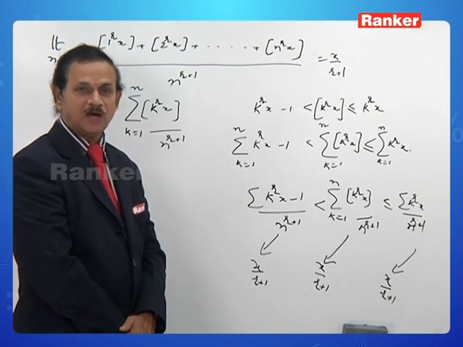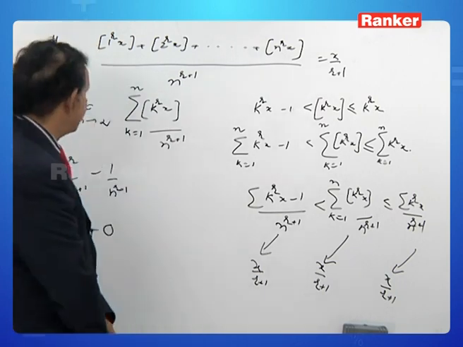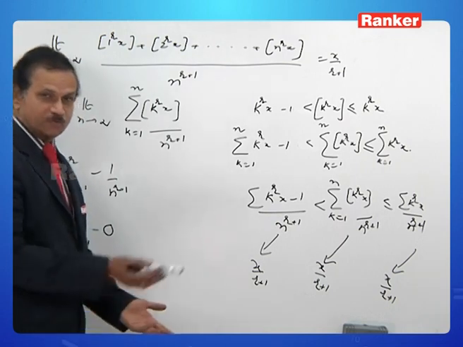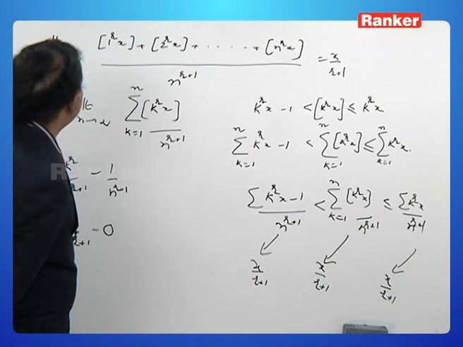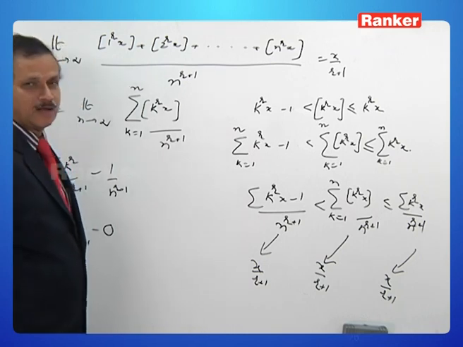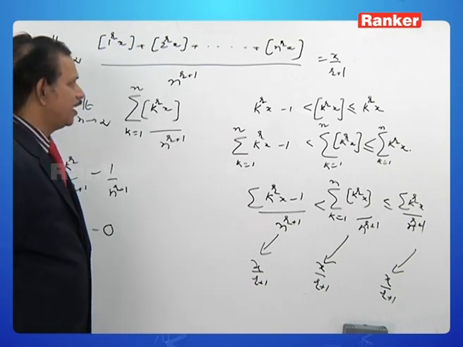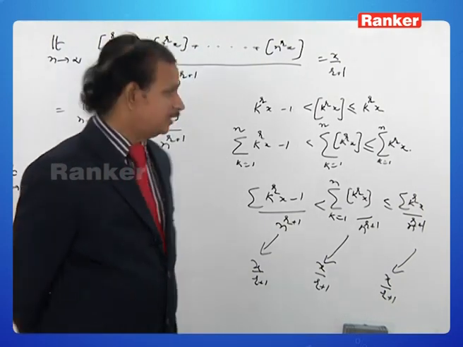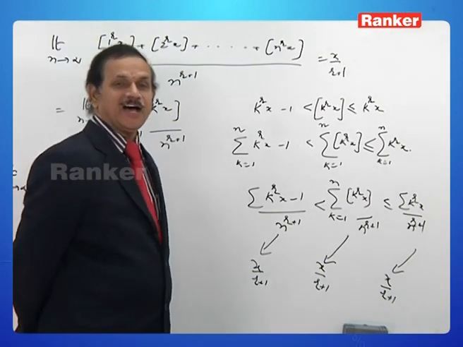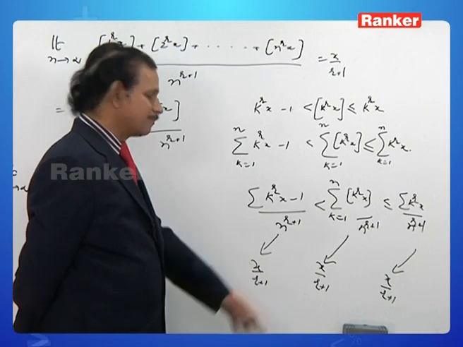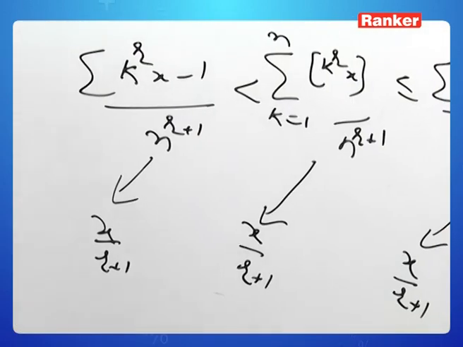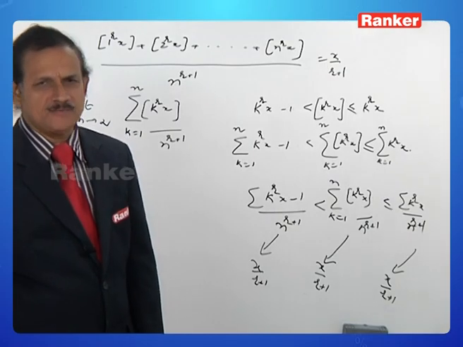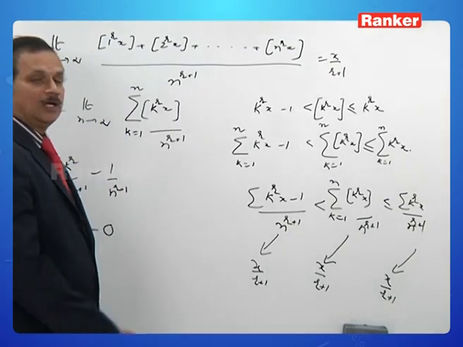Again, the previous problem can also be viewed from this. You take just r is equal to 1, what happens? Integral part of x plus integral part of 2x plus integral part of 3x and so on, integral part of nx is, you take r as 1, x by 1 plus 1, which is x by 2. Of course, previously we could have done it and the answer was x by 2. It can be observed from this also.